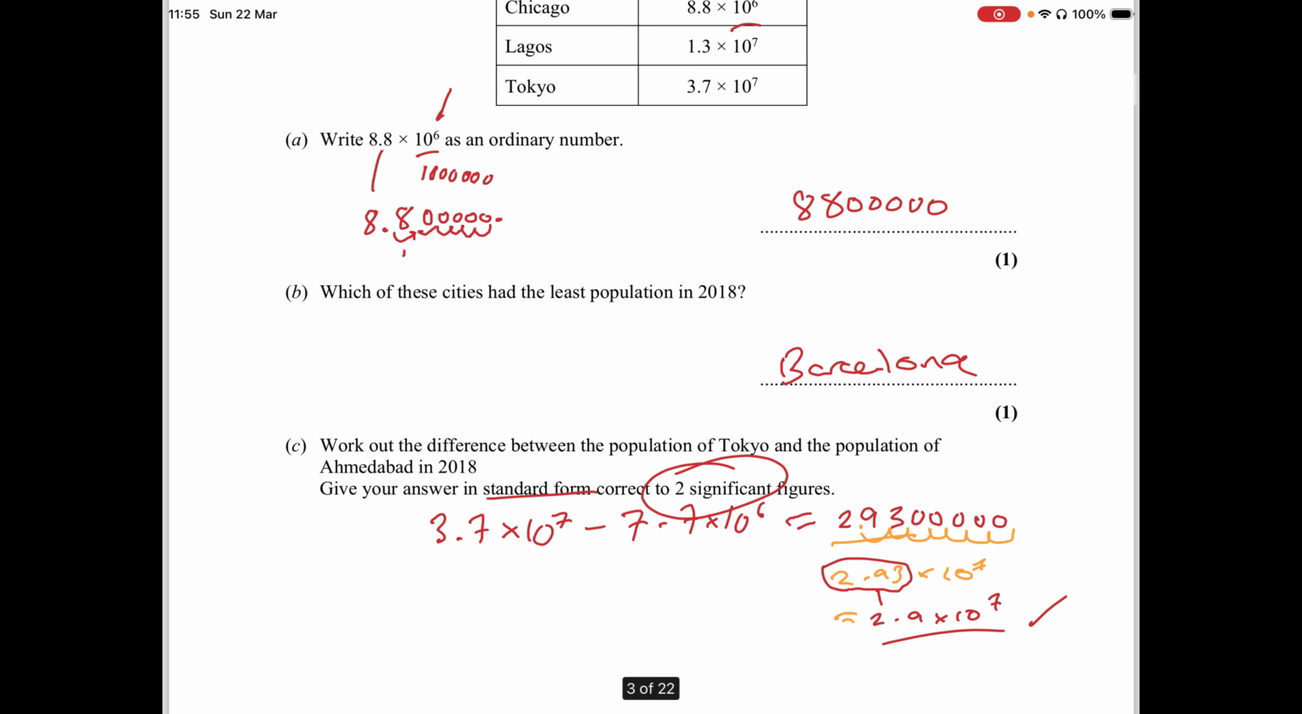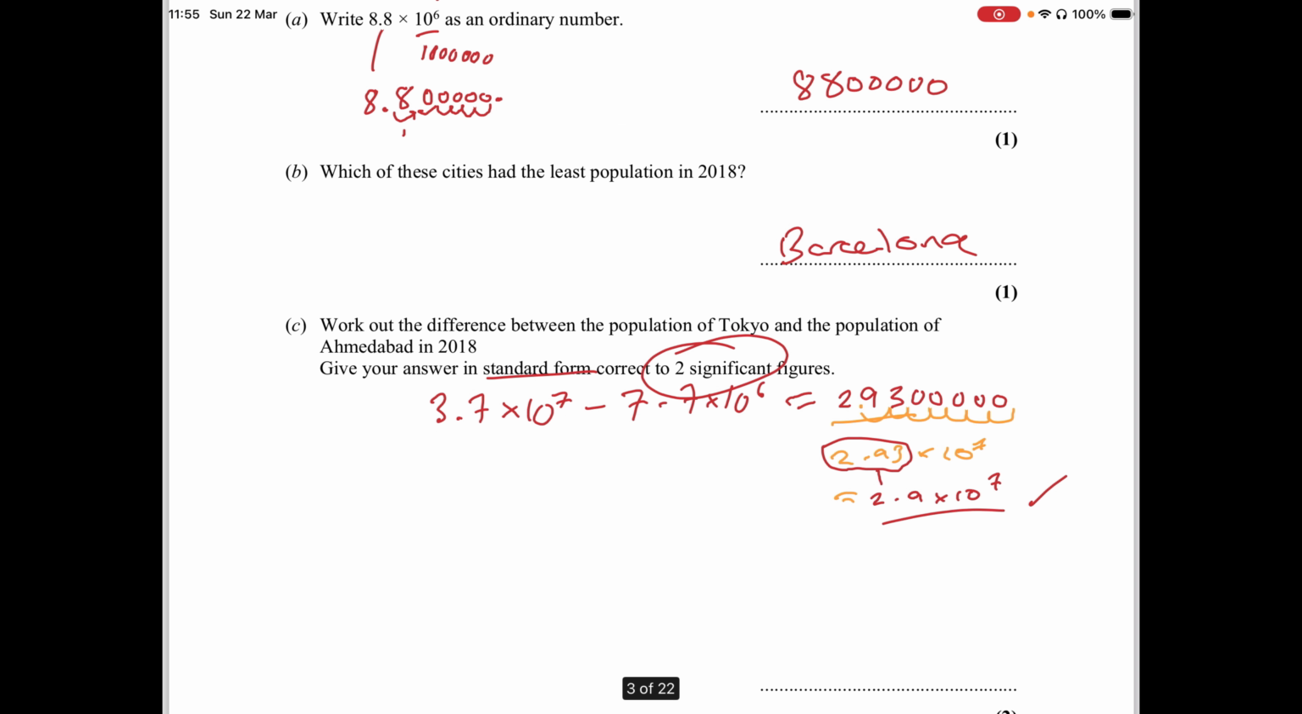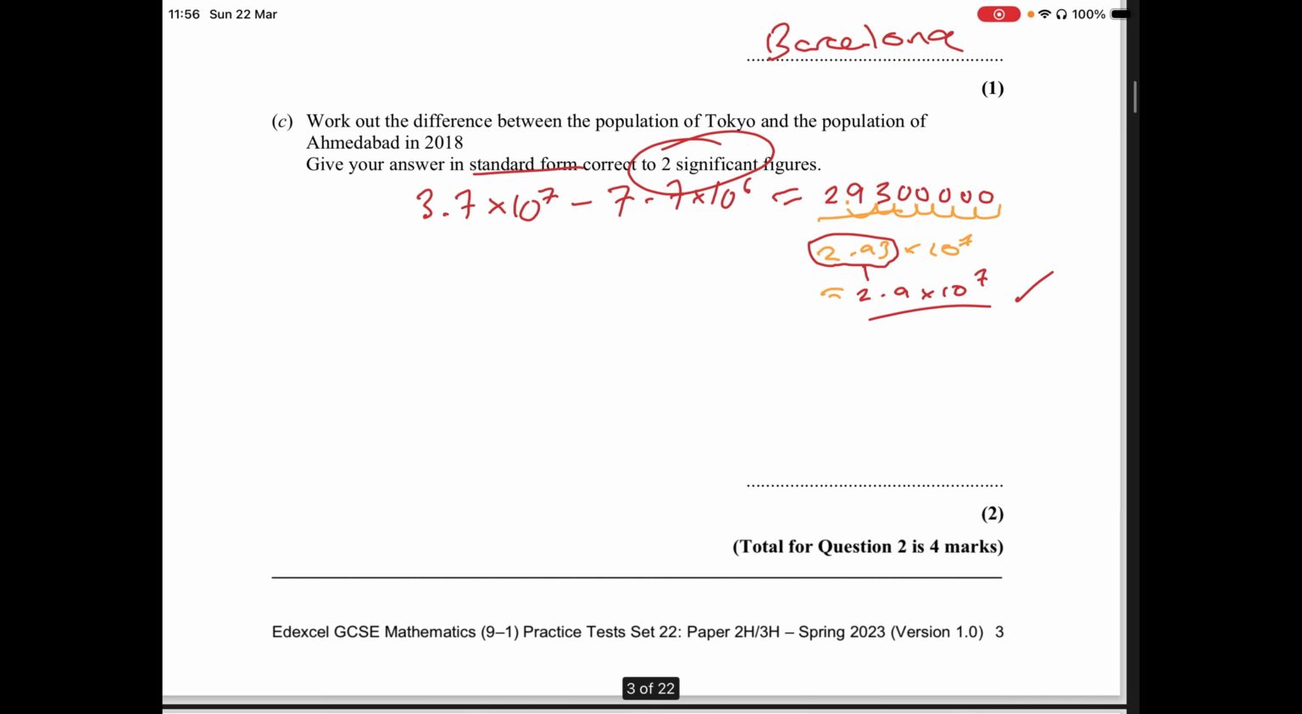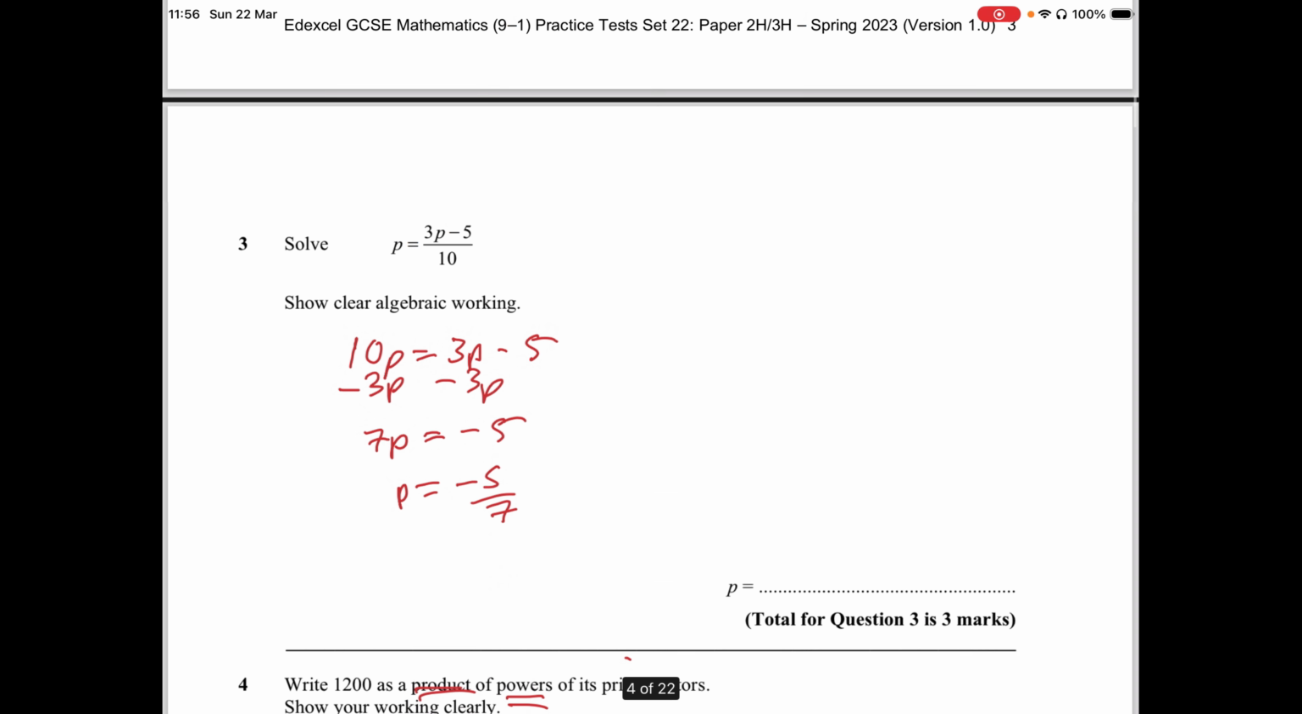What's the difference? Take the numbers away. You get 2.93 times 10 to the 7. But it does want you to round it to 2SF, so it's 2.9. Job done.